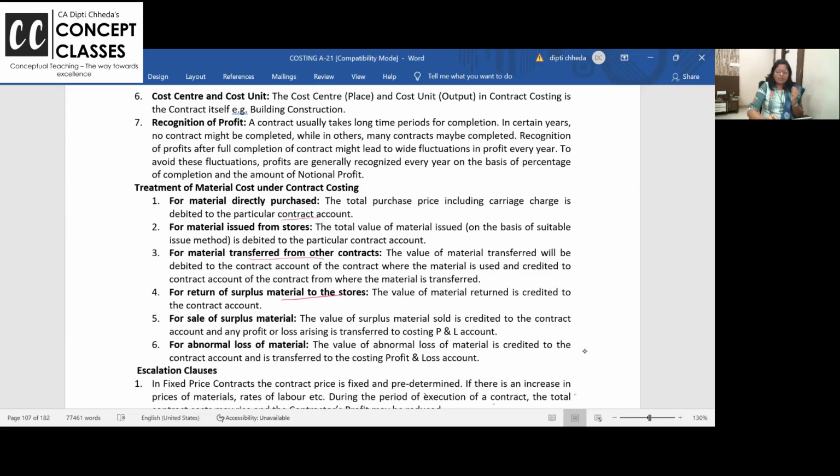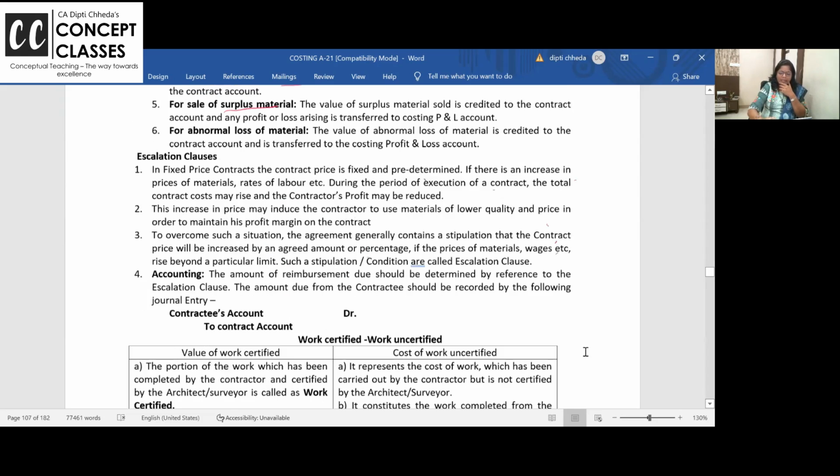For surplus, you can sell it, or you can send it back, or you can have closing stock also in the contract. And if there is abnormal loss of the material, just write it off to the P&L account.